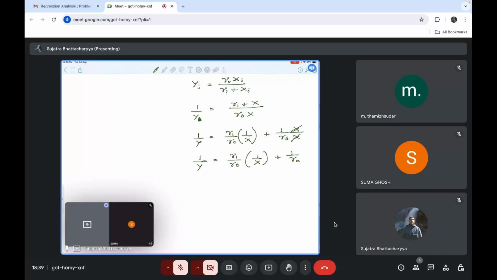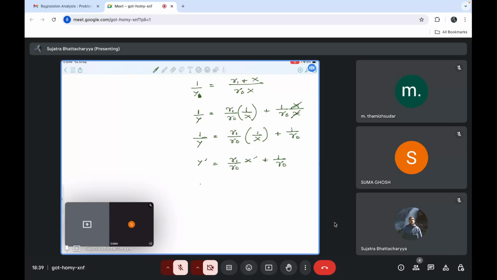And this is a clear linear relationship we can see if we write y dash is equal to gamma 1 by gamma naught into x dash plus 1 by gamma naught. See, this is a clear linear relationship. When we can write y dash is equal to 1 upon y, x dash is equal to 1 upon x. And if you fit this, it will be a simple linear regression model between x dash and y dash. So you will get two coefficients, beta naught hat, beta 1 hat.